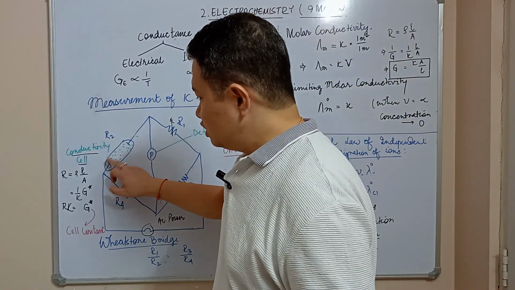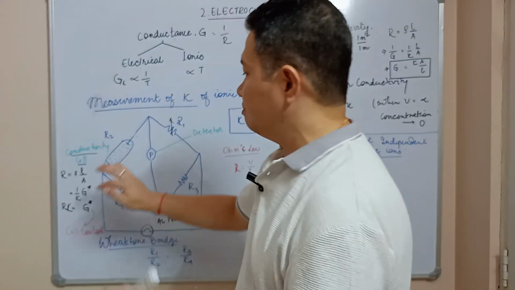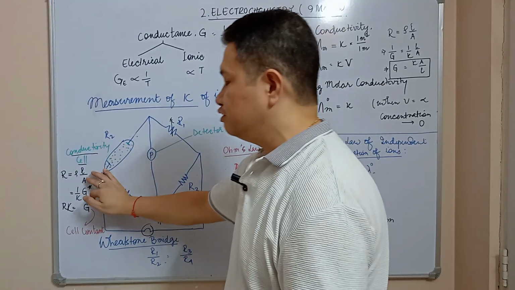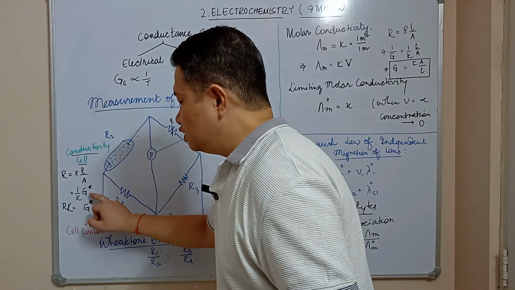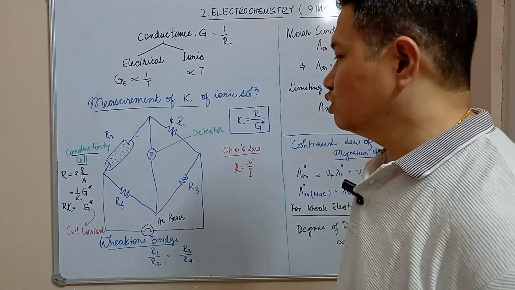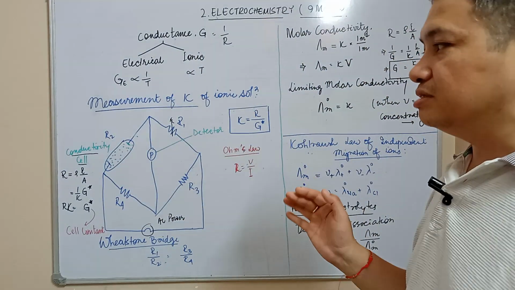The length between these two electrodes will be L, and the area of the platinum plate that you're using will be A. This ratio L by A is denoted by G asterisk, which is called the cell constant of this conductivity cell. It will remain constant, right?